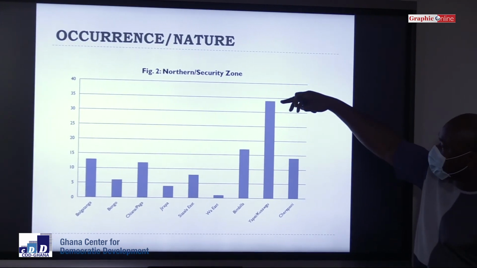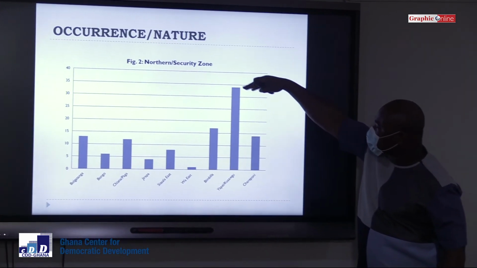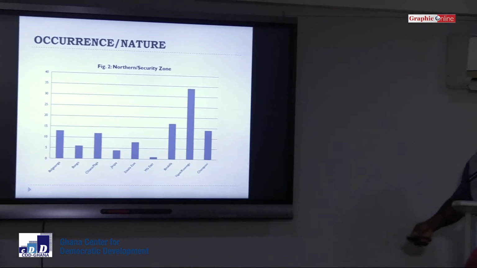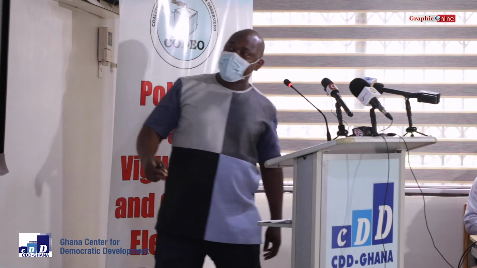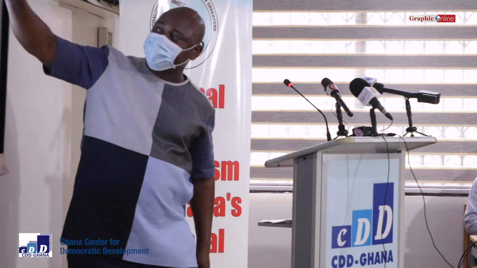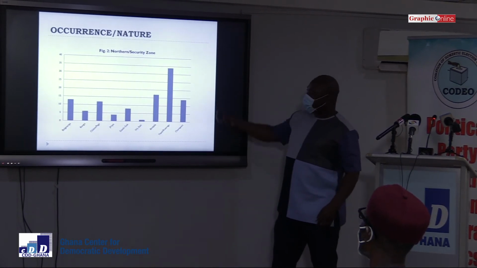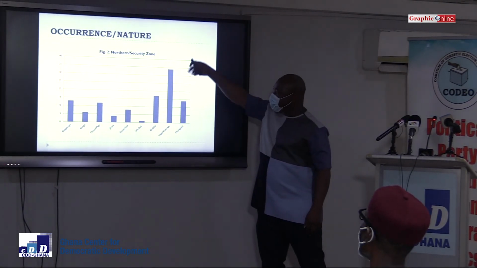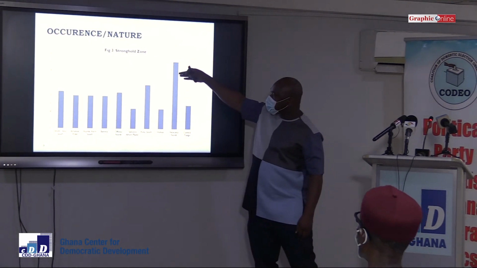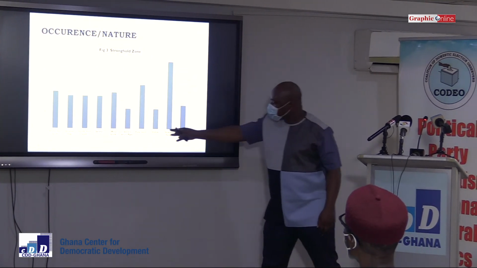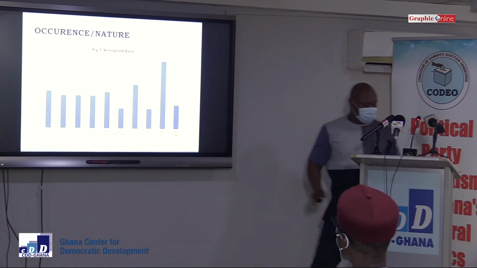And so you have close to 36 incidents happening. In this stronghold zone, you can see that the maximum is like 17. So there were more incidents happening in the northern zones than in the strongholds. And almost all the constituencies that we selected also recorded incidents in different forms in their strongholds.